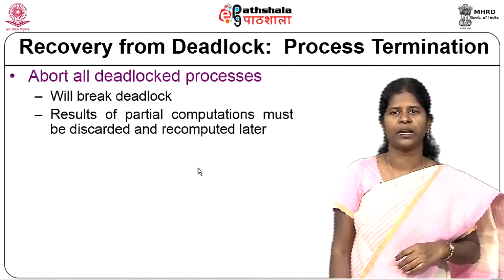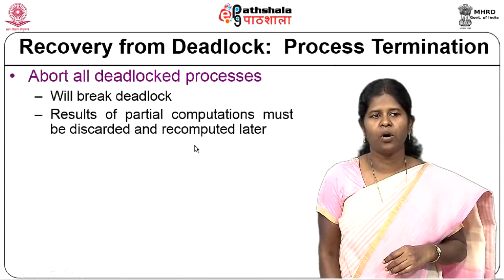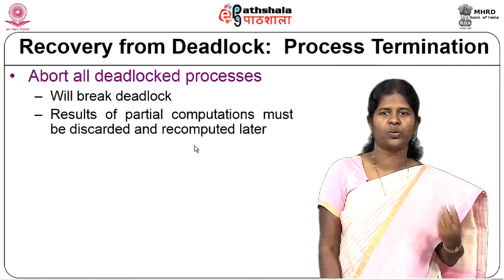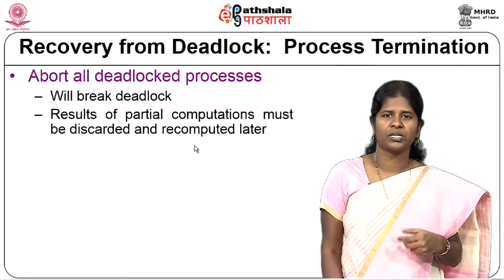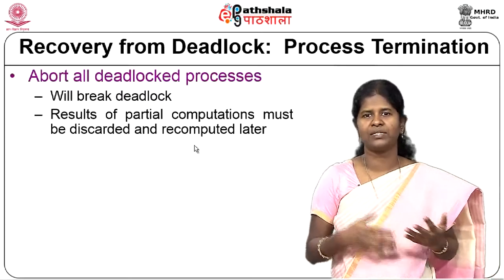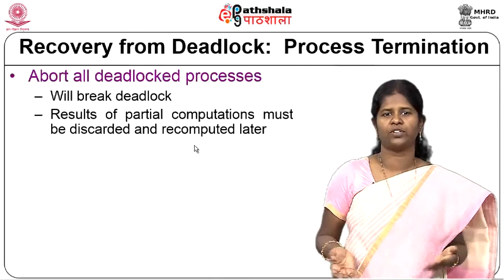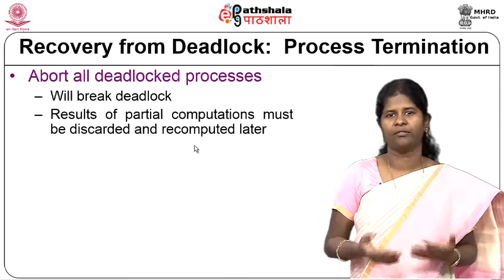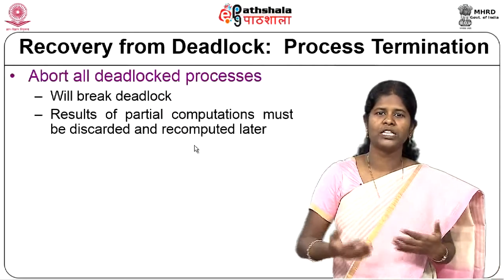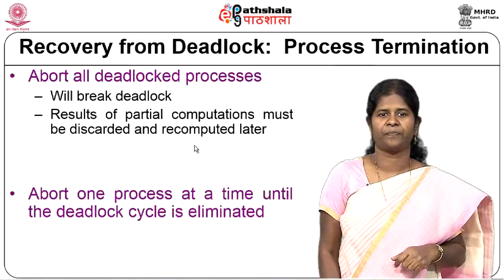First, we look at the issues in process termination. For process termination, the first way is to abort all the deadlocked processes, that is, killing all the processes that are deadlocked. So, if you run a cycle detection algorithm and find that say some 5 or 6 processes are involved in the cycle, then you kill all these 5 or 6 processes. This will break the deadlock, fine, but what will happen to the computations that all these processes have done earlier? All these partial computations will be discarded and they will have to be recomputed later.